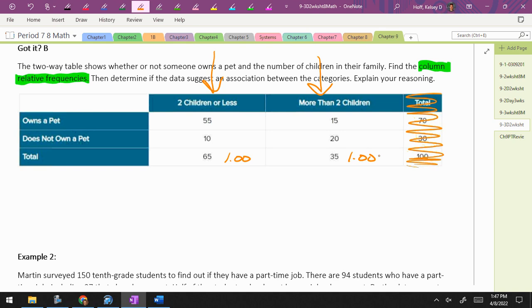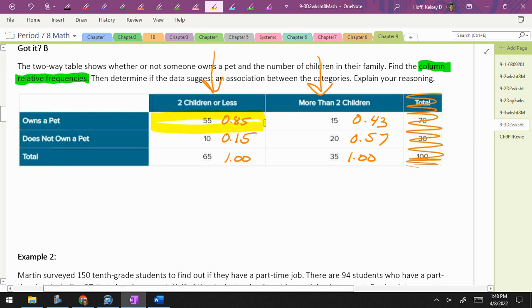Two children or less and owns a pet, 0.85. Two children or less and does not own a pet. More than two children owns a pet, 0.43. More than two children does not own a pet, 0.57. Okay. Does your data suggest an association here? Is there one relative frequency that's higher than the rest? What's your relative frequency that's higher than the rest? 0.85. And the labels on that are?